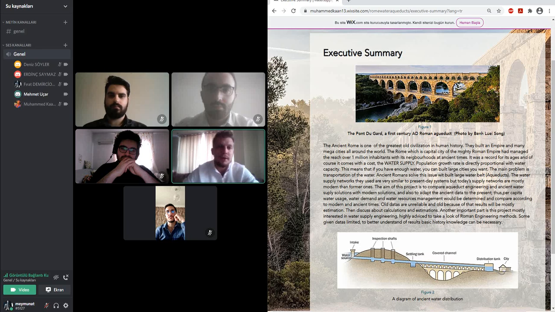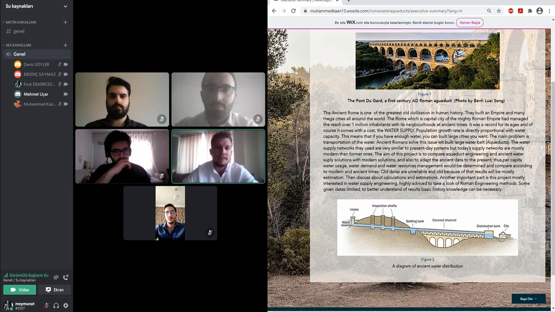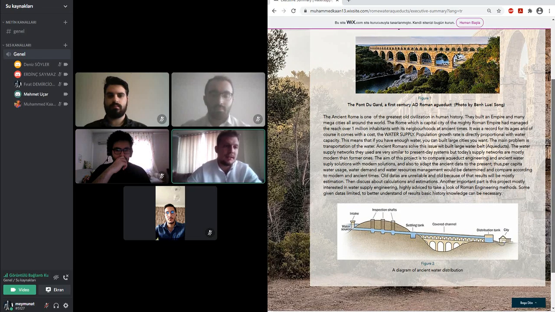In figure 1, the picture shows the Pont du Gard, a 1st century Roman aqueduct, and that system works like figure 2. Figure 2 shows us a diagram of ancient water distribution. Water is taken in at the water source, comes to the distribution tank, and is distributed in the city. That's my part, it is done.